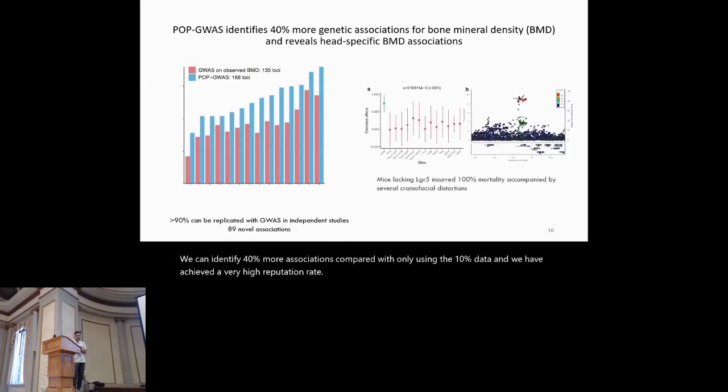And an interesting result we found is that because there are many skeletal sites that can measure bone mineral density, we found a head-specific signal that is only significant in the head, but not in all other body sites. We found some evidence showing that if we knock out this gene in mice, it is accompanied by some head damage, and the mice died. So here are some interesting results.